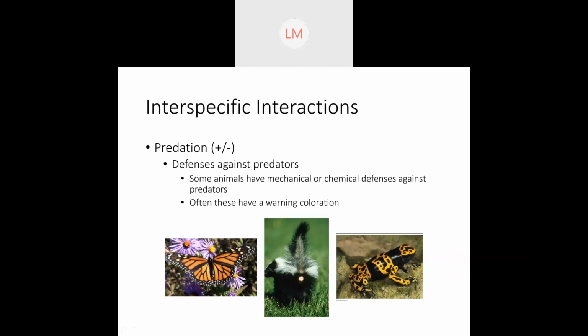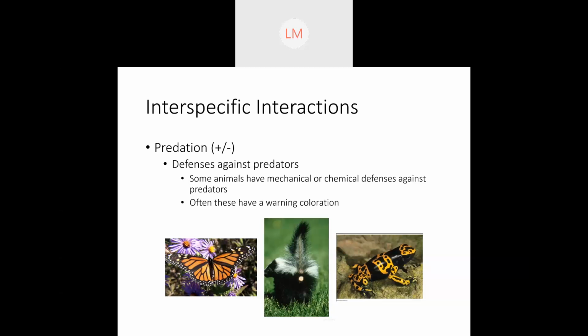Some animals also have some active defenses here, some mechanical or chemical defenses against predators. So monarch butterflies taste really bad, so birds tend to avoid them. Skunks can spray. We've got a poison dart frog here. They have these active defenses against predators.